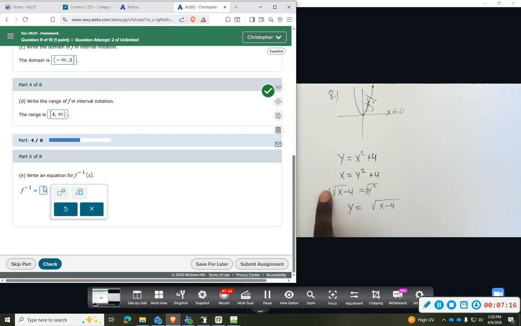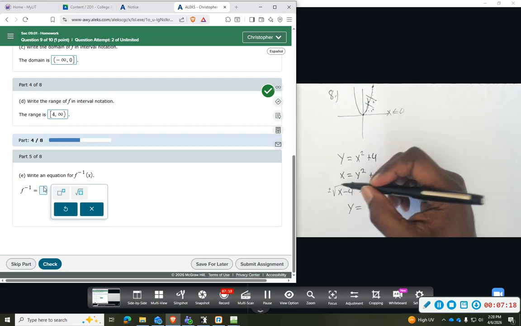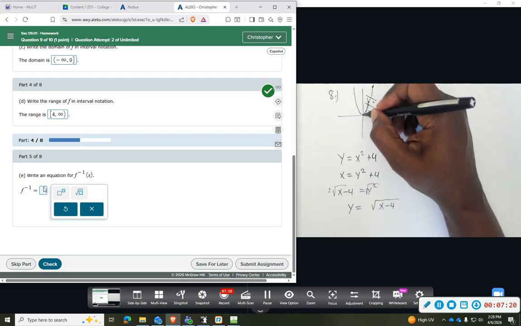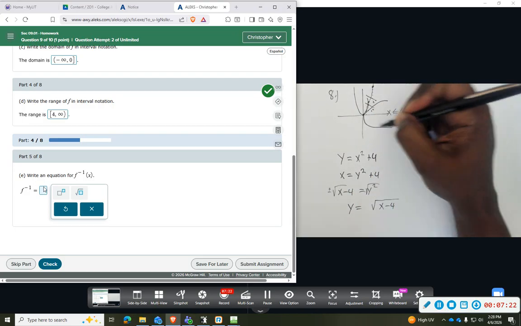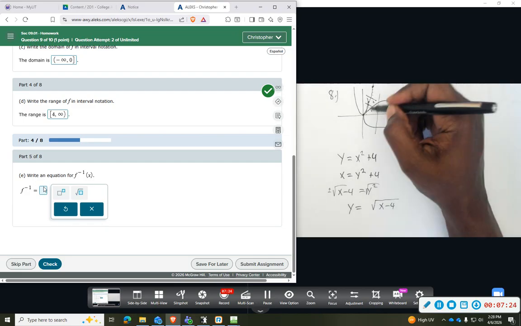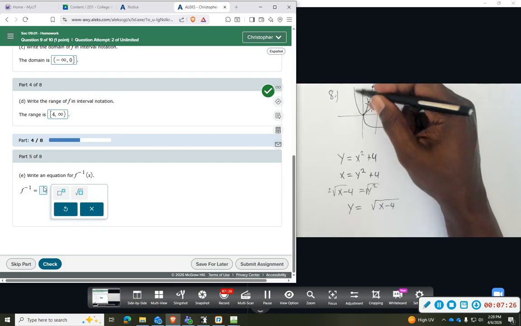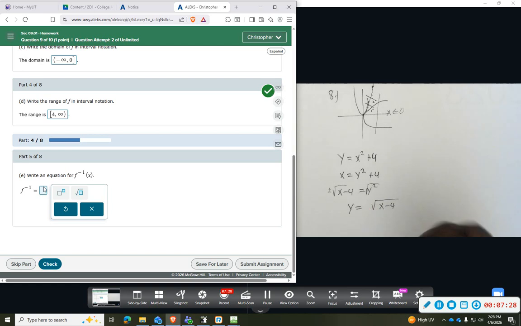Now, how do I know positive or negative? Because if I was to graph this whole thing, it would give me something like this. And that's not one-to-one. So since we cut off the right side, we're only looking at the negative x values. That tells me that we want the negative square root. So this is going to be our inverse, and then we're going to go back and change this to f inverse of x, which is negative square root of x minus 4.